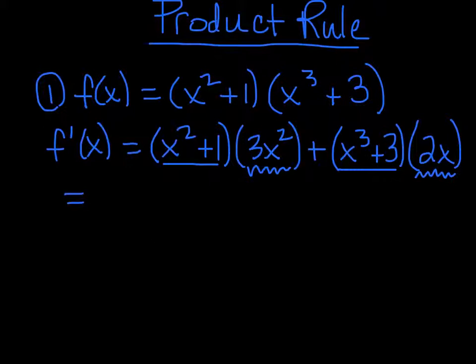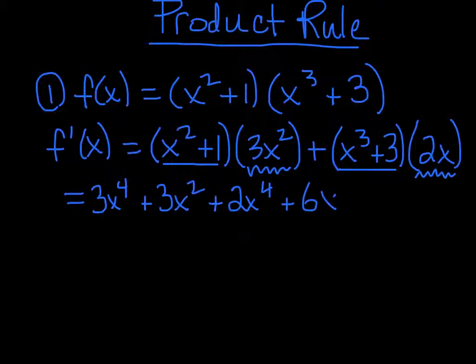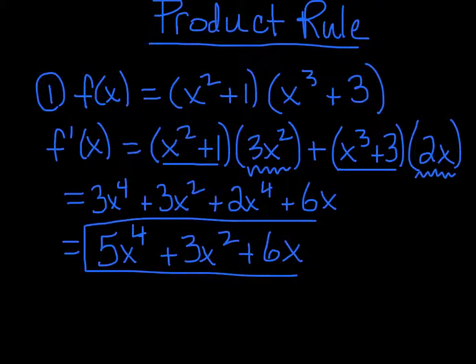If we take these first two sets of parentheses, we'll get 3x to the fourth, and then plus 3x squared. Then with the second set on the far right, you're going to get plus 2x to the fourth, my mistake, and then plus 6x. Then you look at your answer and say, we have like terms. So you add the like terms: 5x to the fourth, plus 3x squared, plus 6x. And that is your answer to the problem.